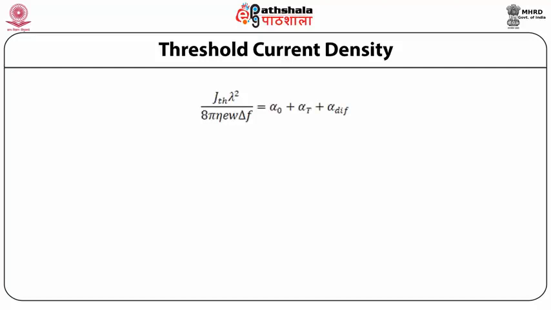Now, J threshold = λ² / (8π η E W Δf) = α₀ + αt + α due to diffraction, where we have added all types of losses which we discussed above. The first one was α₀, corresponding to the absorption coefficient of the device, and the second was losses due to transmission, and the third was the diffraction losses in the active region. So α₀ + αt + α diffraction.